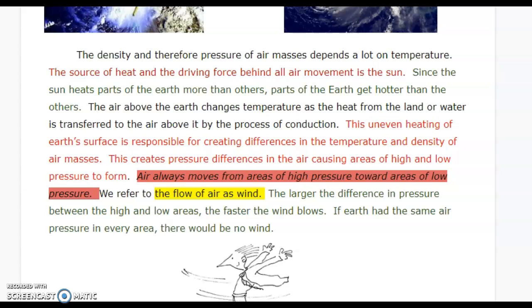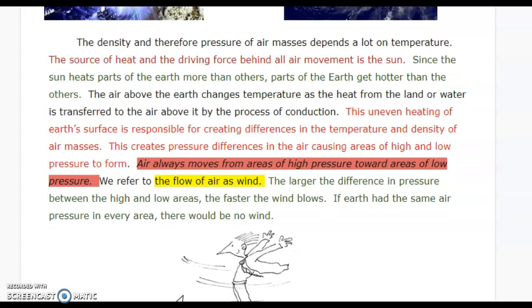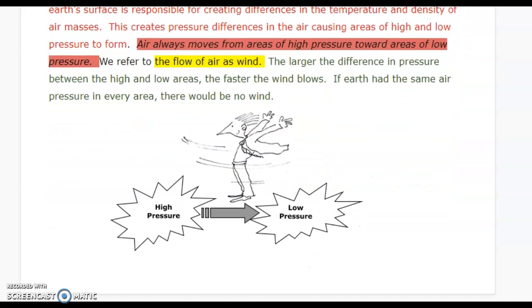Air always moves from areas of high pressure towards areas of low pressure. We refer to the flow of air as wind. The larger the difference in pressure between high and low areas, the faster the wind blows. If Earth had the same air pressure in every area, there would be no wind.